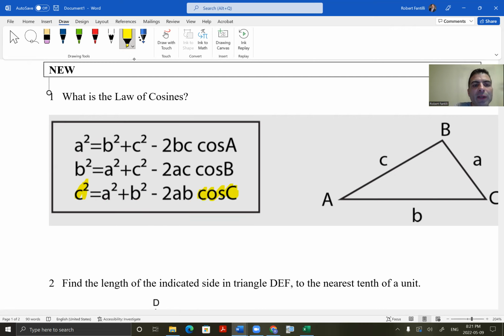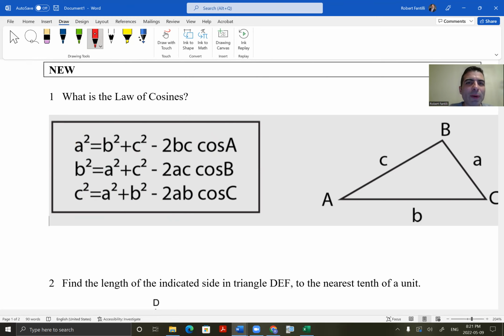Same thing will happen in another version, right? Let's look at this version right here. If I want to start off with b squared, then I have the other two letters, a squared and c squared. Because I have a and c here, I have 2ac here, and b links with its angle, cos b. If I write it as a squared equal b squared plus c squared, then because I have b squared and c squared here, I have minus 2bc, and a squared links with its corresponding angle cos a.